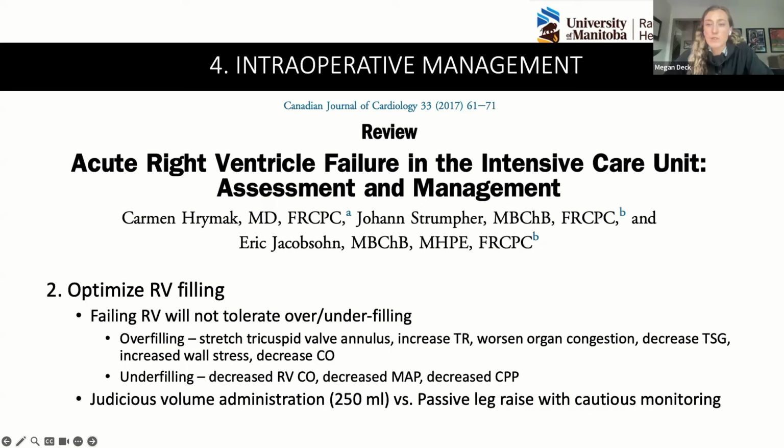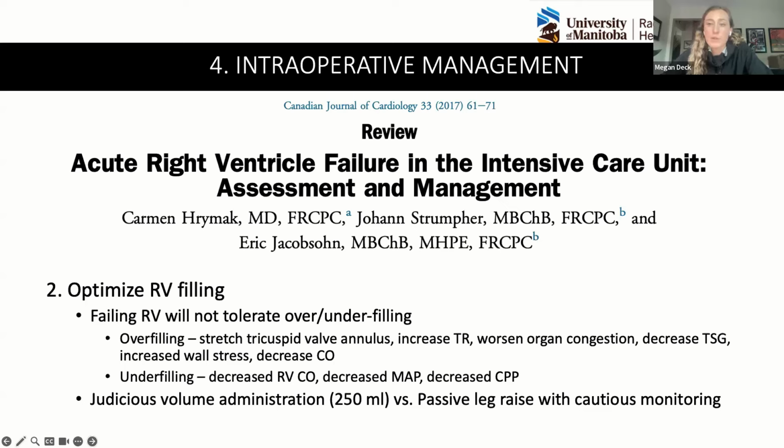Secondly, we need to optimize RV filling. A tenuous RV is intolerant to both over and underfilling. Overfilling will stretch the tricuspid valve annulus, increase tricuspid regurgitation, aggravate organ congestion, decrease the transseptal gradient, and thus cardiac output. In contrast, underfilling will decrease RV cardiac output, MAP, and subsequently CPP, resulting in worsening ischemia.